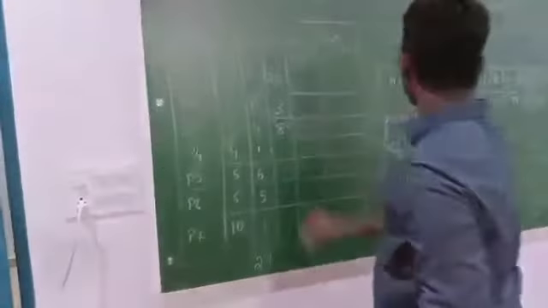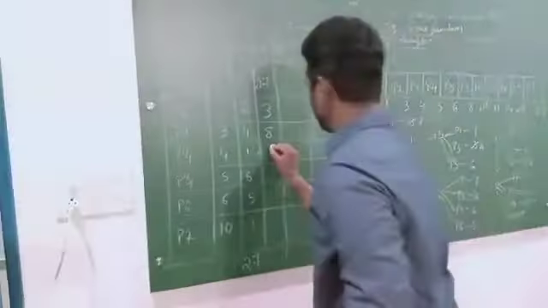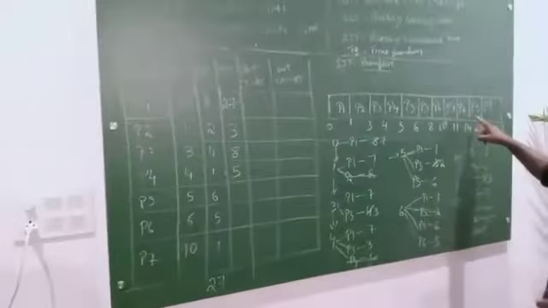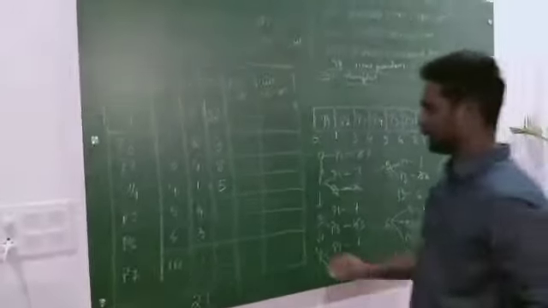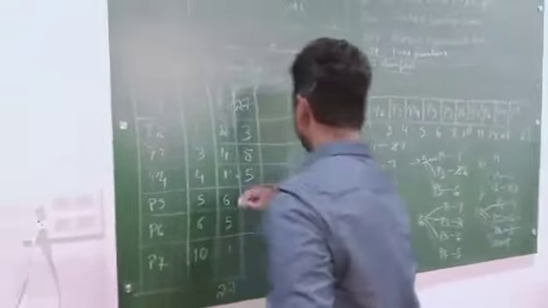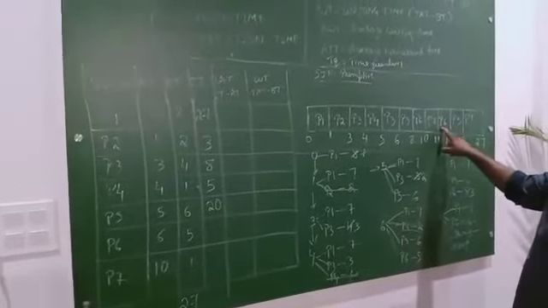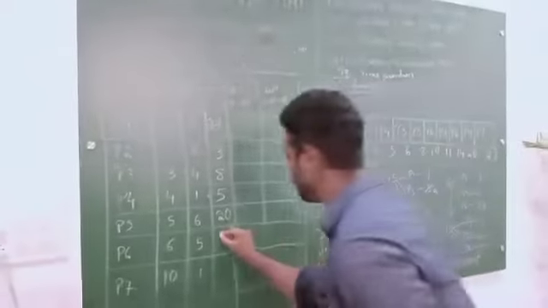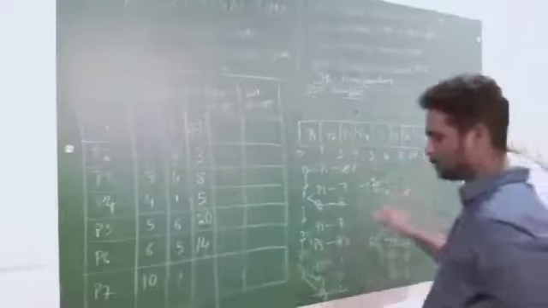Next P4, only here. Completion time is 5. Next P5, here it is. Completion time is 20. Next P6, here and here, towards the right you have to check, so completion time is 14. And P7, here it is. Completion time is 11.